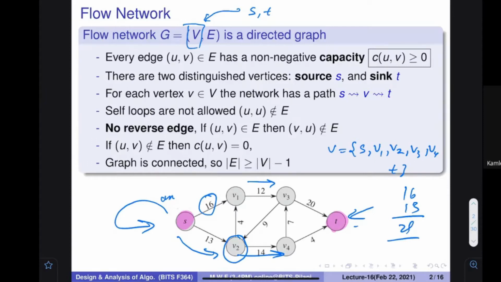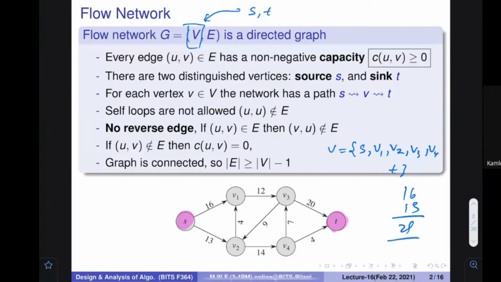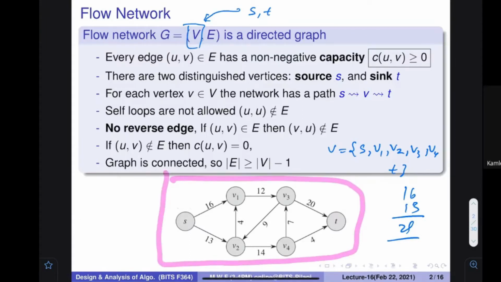So this analysis wants to find out, if this kind of capacity network is given to you, how much maximum you can send from one source to a destination. The problem, you may think of it this way: there is a source and there is a destination, and in between there is a connected network having some capacities.